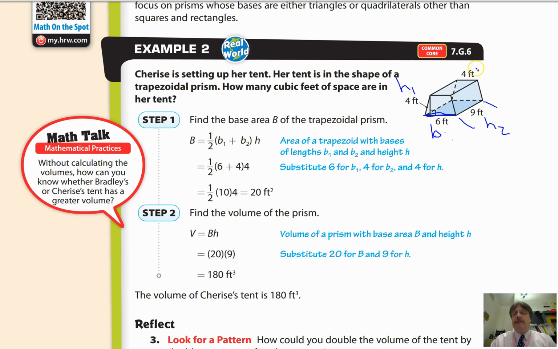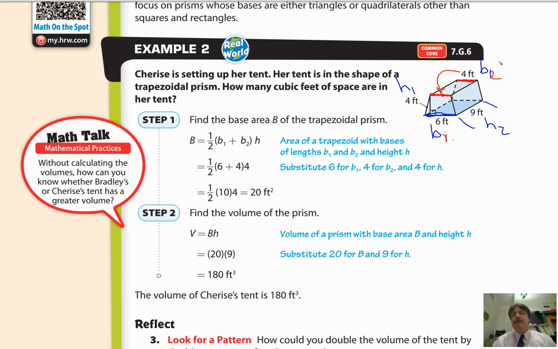Something they do a lot in the book, and I think it's a good idea, is this is my base 1 here. They do that because what they want you to understand is congruency. They're saying this 4 feet right here is that line. Congruency means that this line right here is the same value, so that 2 is going to be 4 feet. So you substitute the values in. They switched it around: they say this is base 1 and this is base 2.